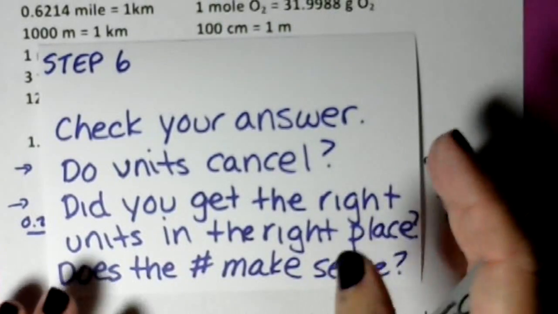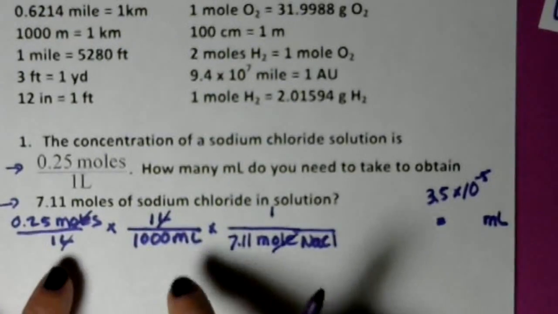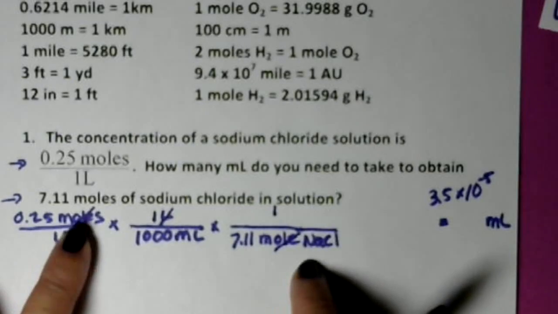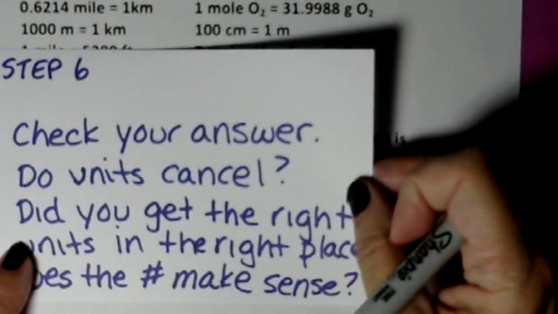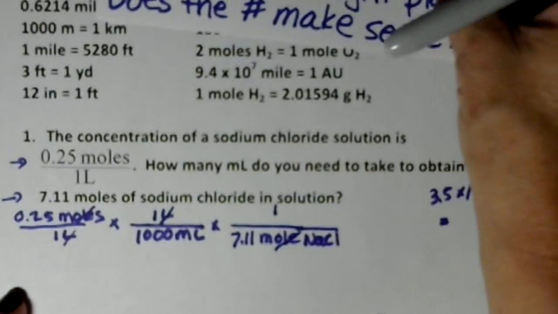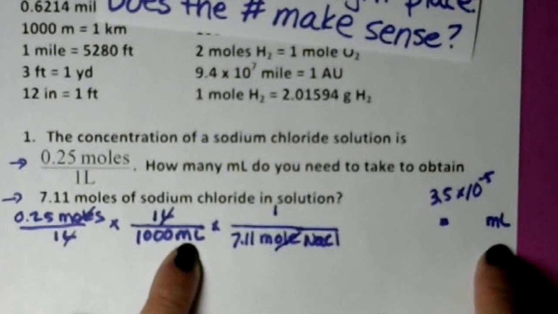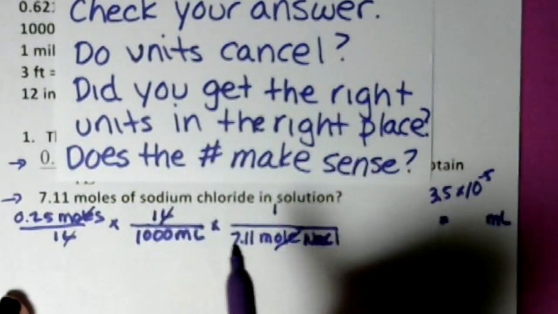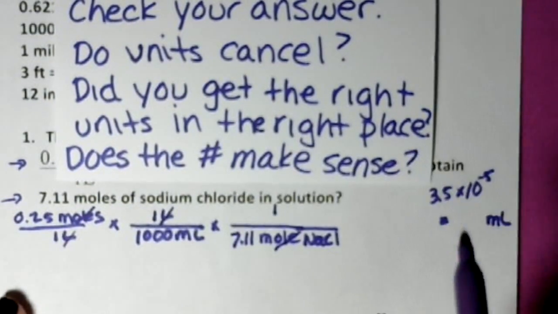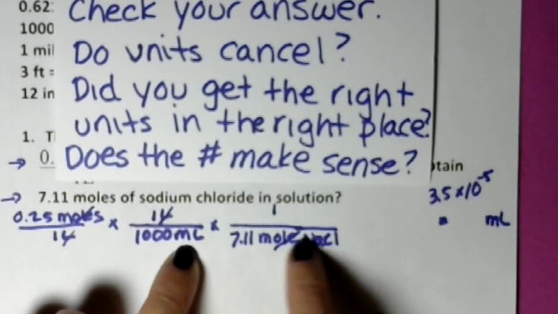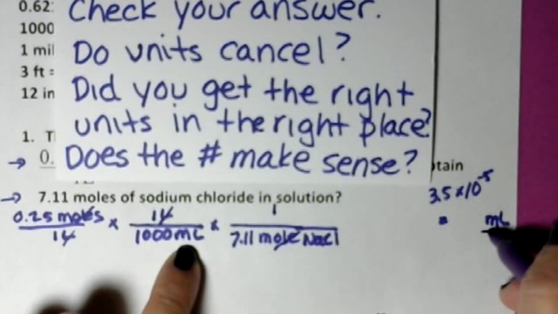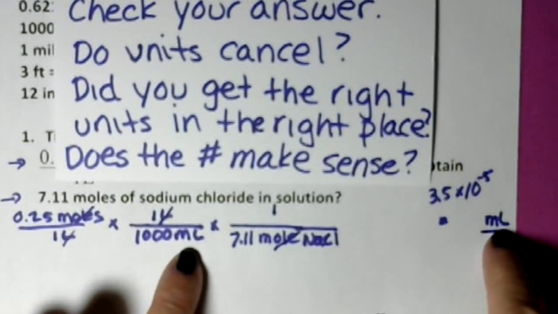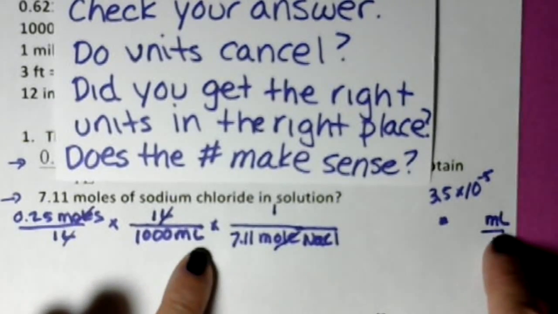So we're going to check our answer. Do the units cancel? Liters cancel? Moles cancel. Yes, they cancel. So we've done that correctly. Did you get the right units? Milliliters, milliliters. Got the right units. Uh-oh. In the right place? Milliliters in the denominator, milliliters here. When it's all by itself, that means we could put it over the number 1. That means the milliliters are actually in the numerator. I did not get the units in the right place, so I made a mistake.